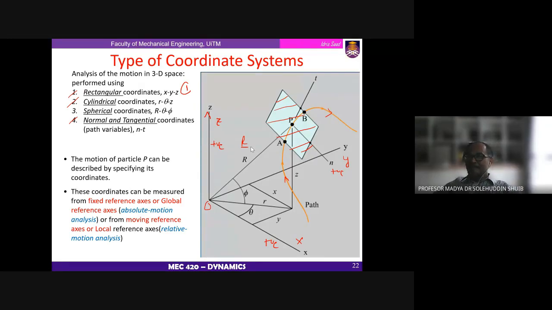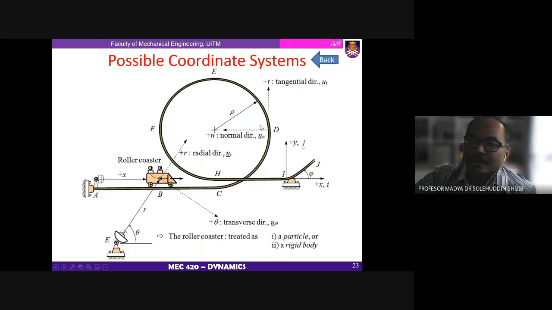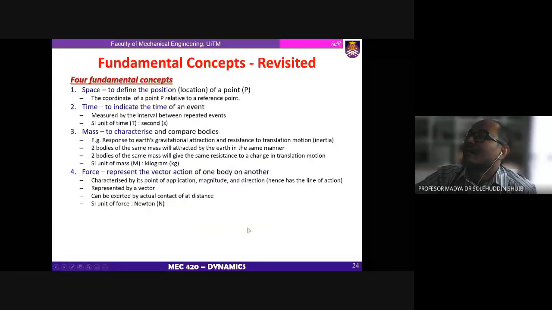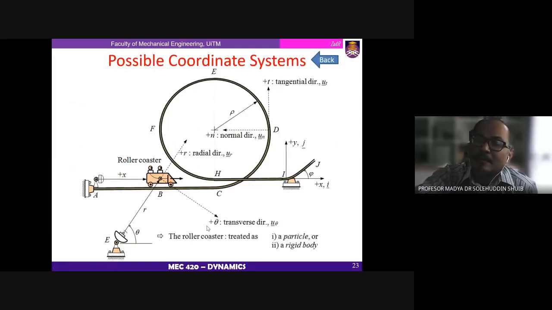I want to look at the normal and tangential coordinate system. Let me erase this one. Where is the eraser? Okay, there is an eraser.